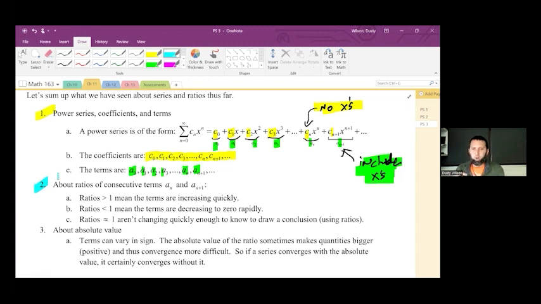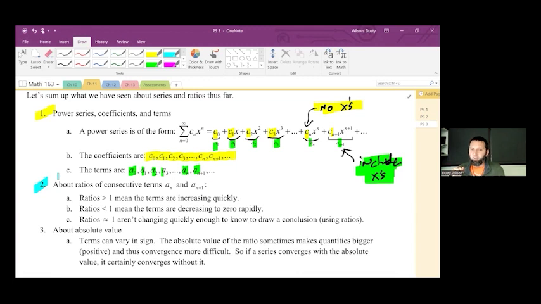In B, ratios less than 1 mean the terms are decreasing to 0 rapidly. We had a geometric series example where the common ratio was 1/3. That meant every term was 1/3 the size of the previous one. These terms are getting small very, very fast.